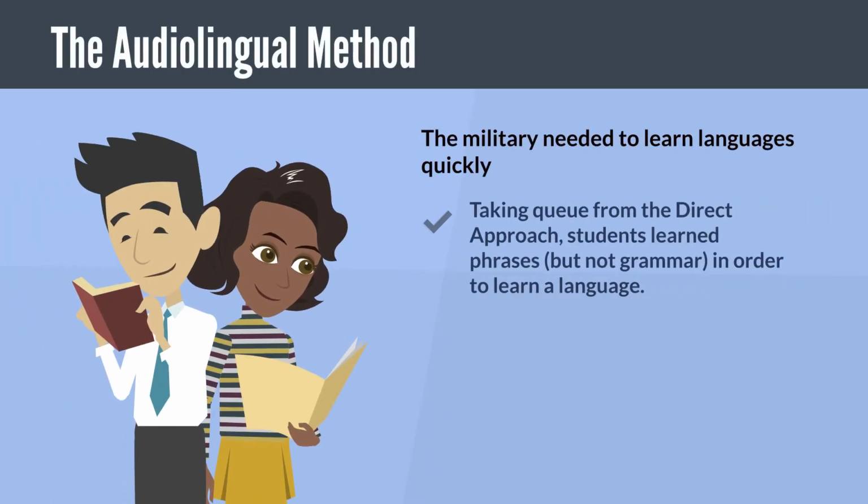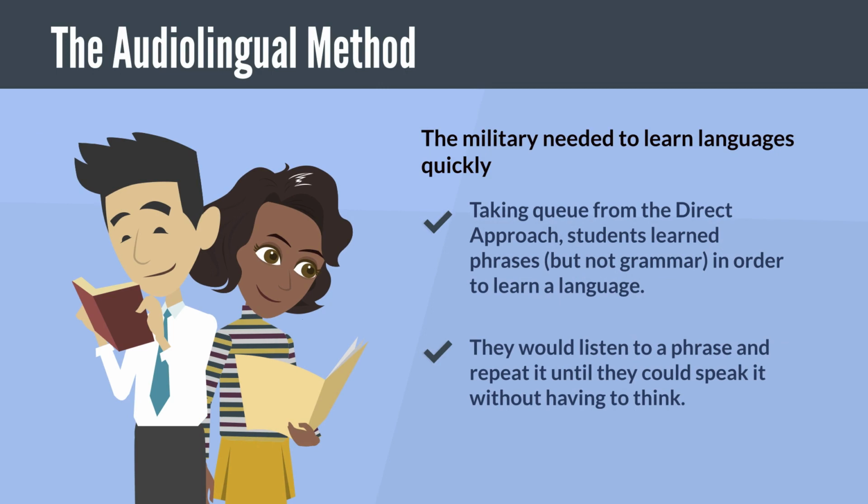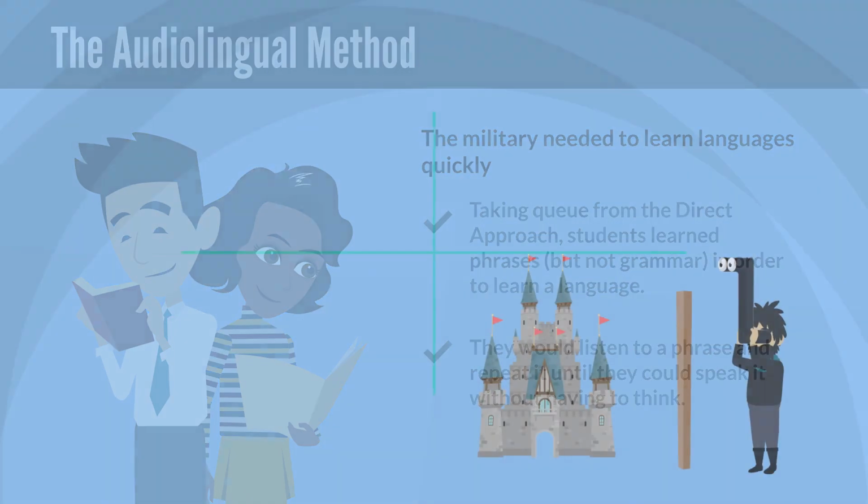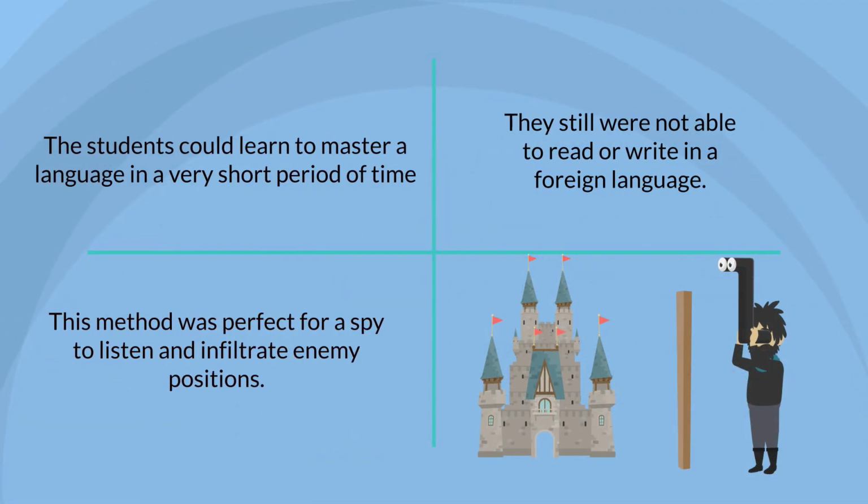Because the military needed to learn languages quickly during the war, the audiolingual method was created. Taking cue from the direct approach, students learned phrases, but not grammar, in order to learn a language. They would listen to a phrase and repeat it until they could speak it without having to think. The students could learn to master a language in a very short period of time. However, they still were not able to read or write in a foreign language.